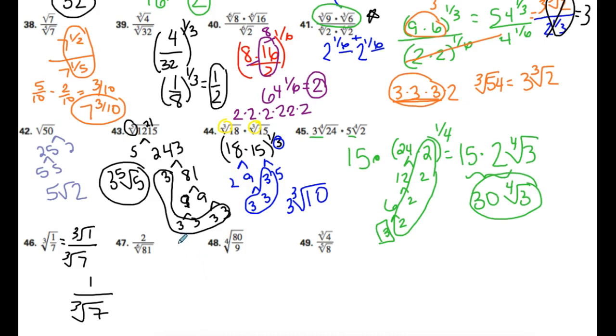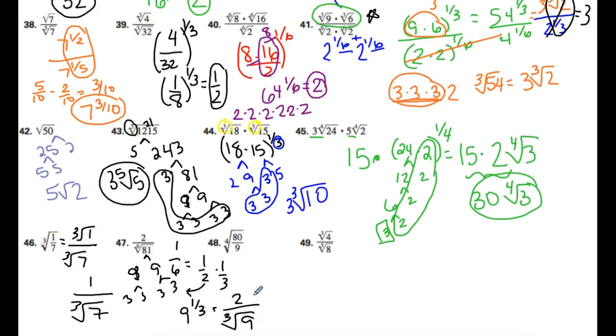Okay, so let's think. 2 over the 6th root of 81. Well, if I break down 81, that would be 3. Let's do 9 and 9 just because it's a little bit easier. 3 and 3, and 3 and 3. So I know that 1/6 can be broken down into 1/2 times 1/3. So if I look at 81 to the 1/2, I would get 9 to the 1/3, which means I have 2 over the cube root of 9.